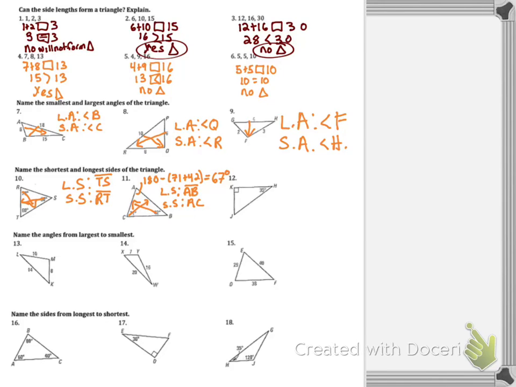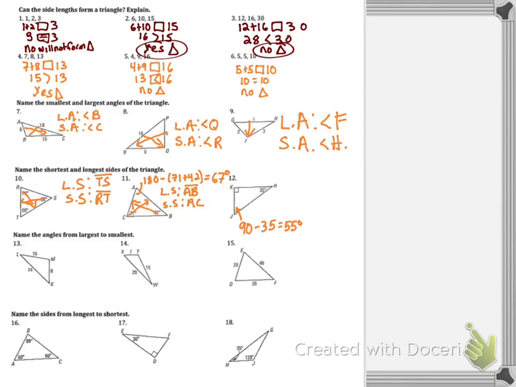And last but not least in this group, again, we're missing angle J. We see that there's a 90-degree angle in here, so the other two angles have to add up to 90 degrees because they're complementary. So we just take 90 minus 35, which will give me 55 degrees.